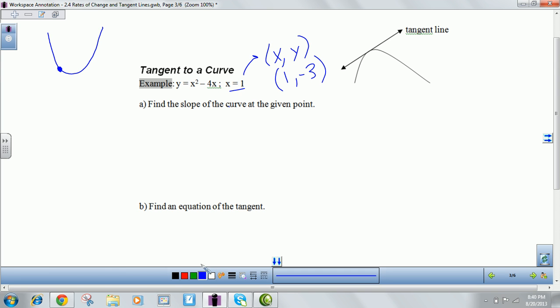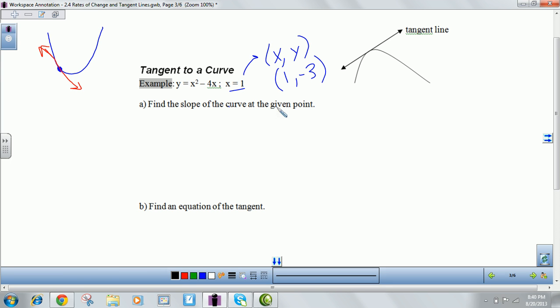We want to find the slope of the line through that point, and if we draw our tangent line, this is kind of what the tangent line looks like. It's a straight line. It's linear, not like this, but it's a straight line through that point. Our job is to find the slope of that line.